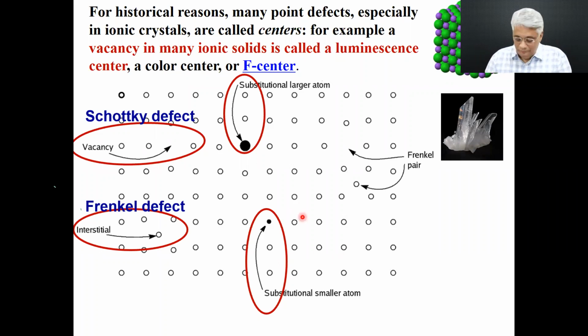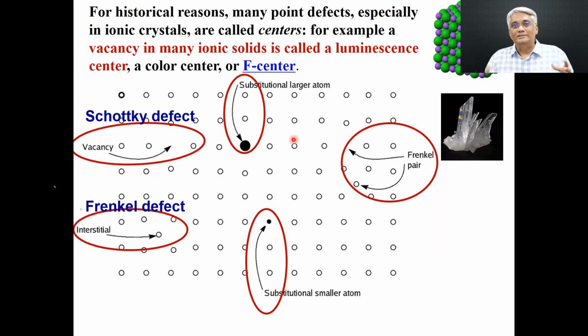Okay. And the third kind of defects are the Frenkel pairs. So you have an interstitial atom and a vacancy, and sometimes these two form a pair. And a vacancy or an atom replaced by a larger or a smaller foreign element can also form a pair.